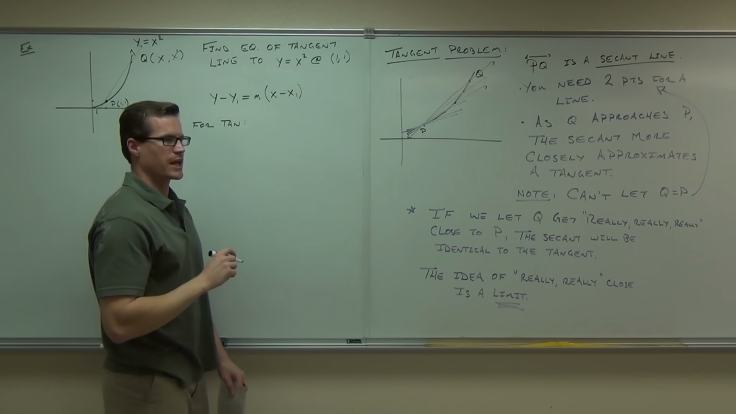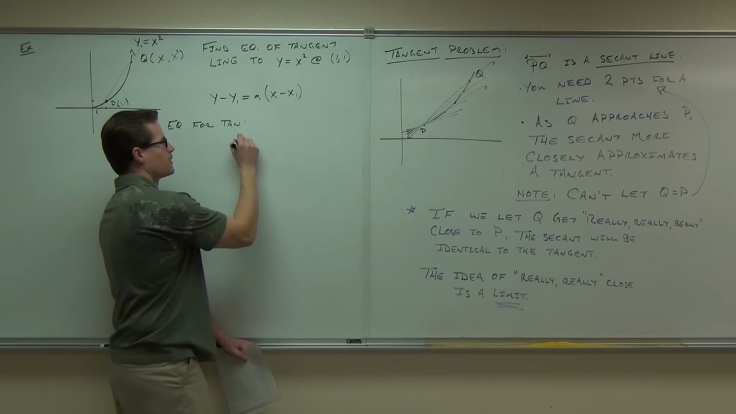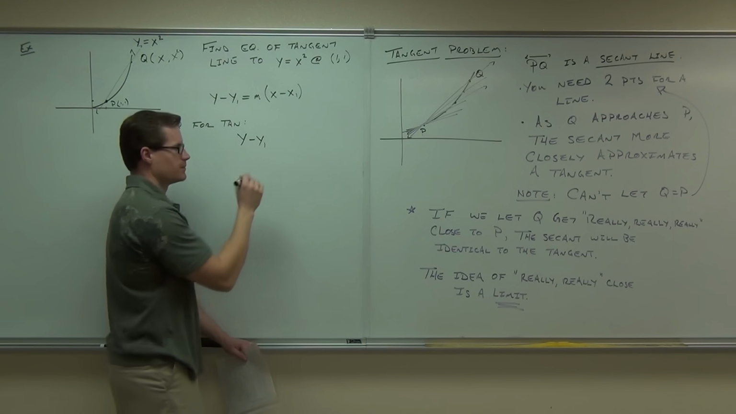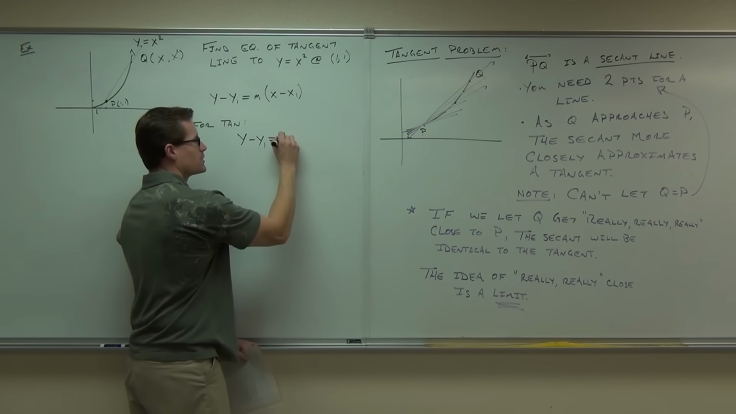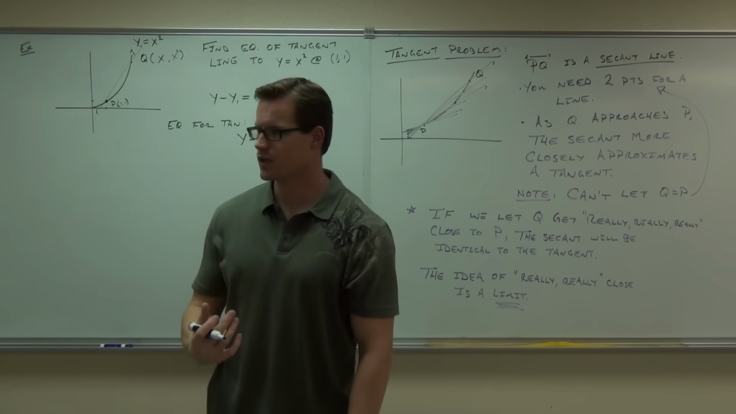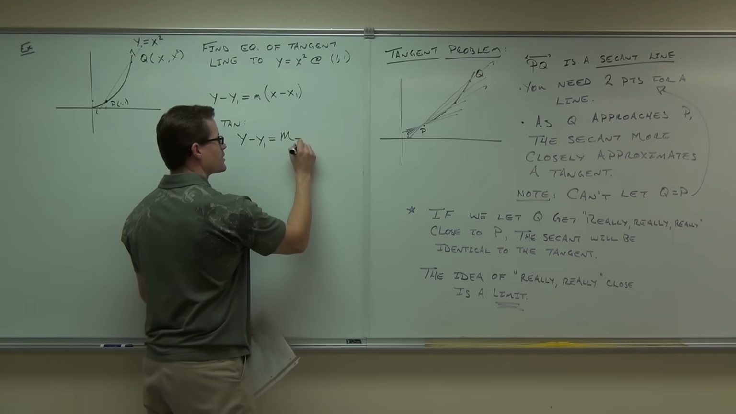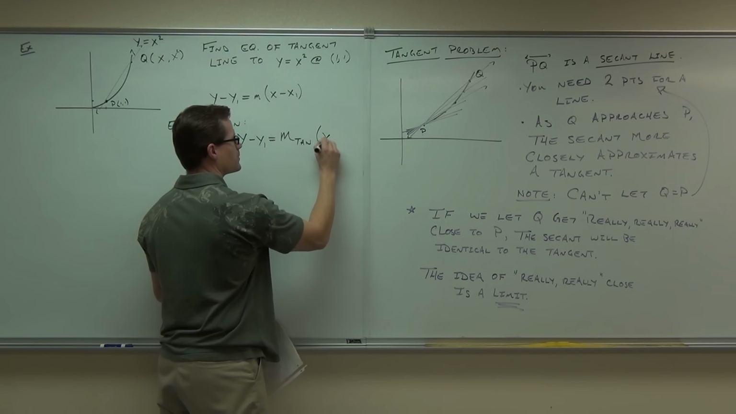Here's what the equation for a tangent line would be. Pay close attention. It would be y minus y1, that's the same, equals the slope, but a specific slope. It would be the slope of the tangent line, true? Whatever the tangent line slope happens to be. So the slope of the tangent line, and then x minus x1.